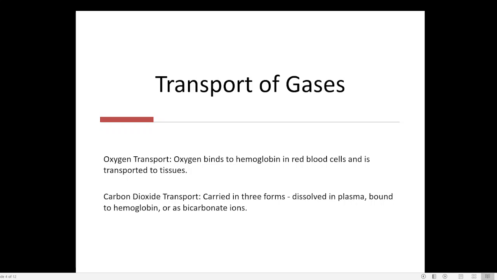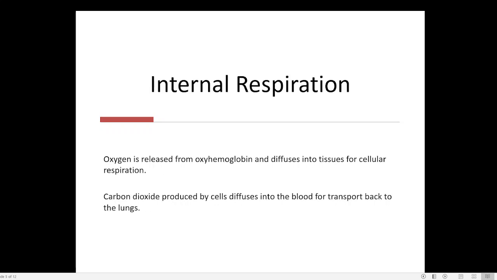Similarly, carbon dioxide is also transported by the blood in a similar way. There are three different types of carbon dioxide transport. One is transported in the form of plasma, or attached to hemoglobin, or as bicarbonate ions, about which we will be discussing. So that is the basic idea of transport of gases. What are the different types of gases which are transported during respiration?